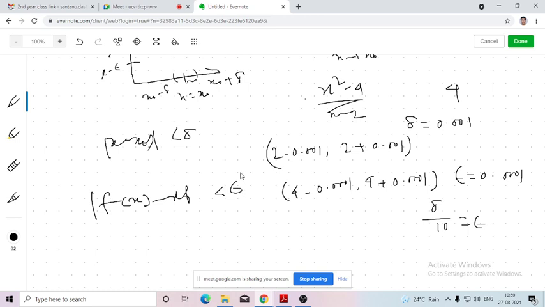But in the next case, 1 by x, although delta is small, we are varying the value of the independent variable in a small interval, but the value of the dependent variable lies in a huge interval. So here at once we can say that this definition will not be followed. So in that case, the limit doesn't exist. Is that clear? Is that clear or not?